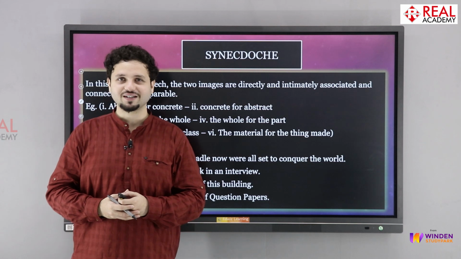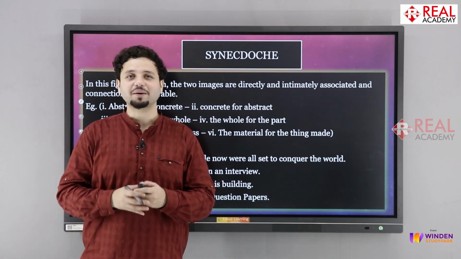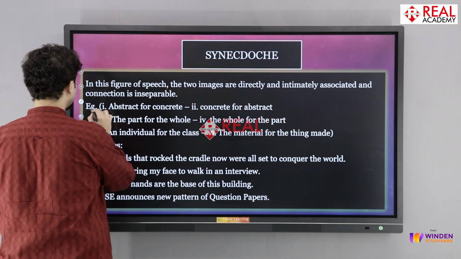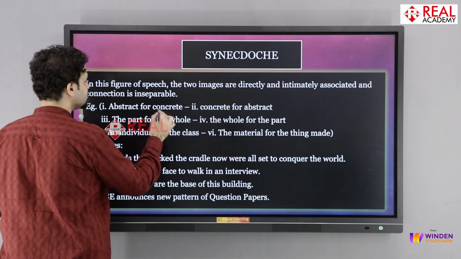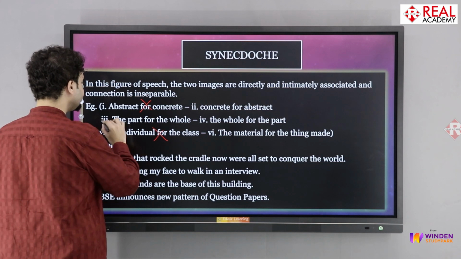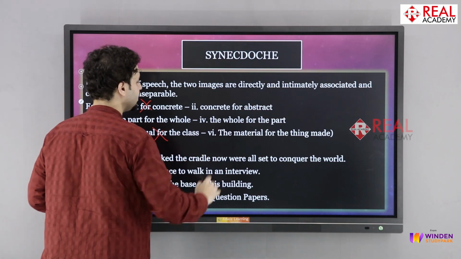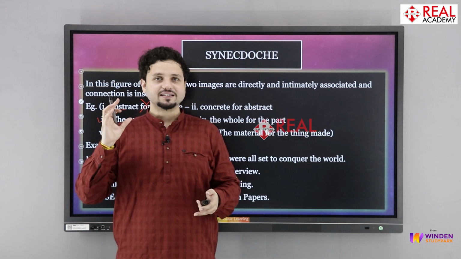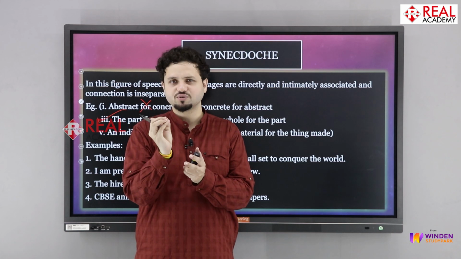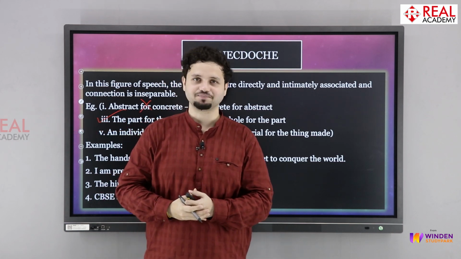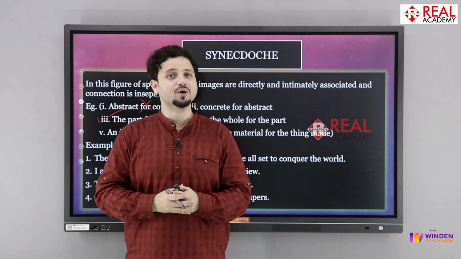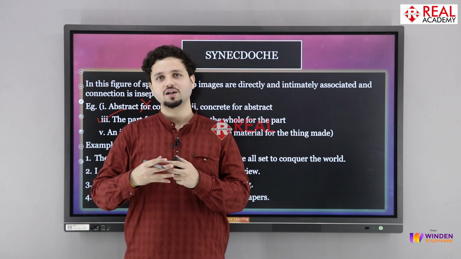Then we have a figure of speech called synecdoche. Synecdoche is nothing but a part for whole and whole for part. You do not have to focus on these points like abstract for concrete and concrete for abstract. No. An individual for the class and the material for the, no. You have only this, the part for the whole and the whole for the part. For example, if I say a small part is representing the whole and the whole is representing a small part, then it is called as synecdoche.